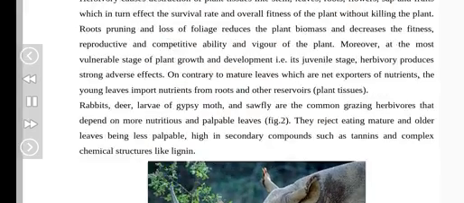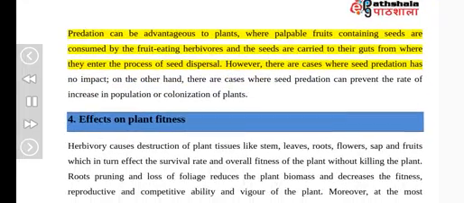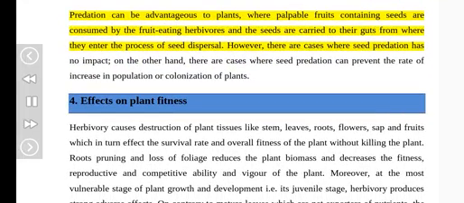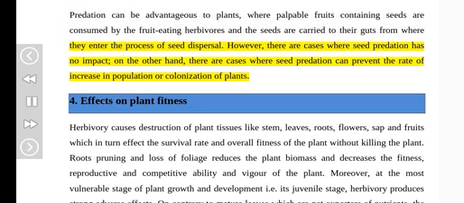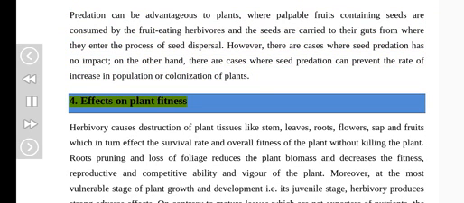Predation can be advantageous to plants, where palatable fruits containing seeds are consumed by the fruit-eating herbivores and the seeds are carried to their guts from where they enter the process of seed dispersal. However, there are cases where seed predation has no impact. On the other hand, there are cases where seed predation can prevent the rate of increase in population or colonization of plants.